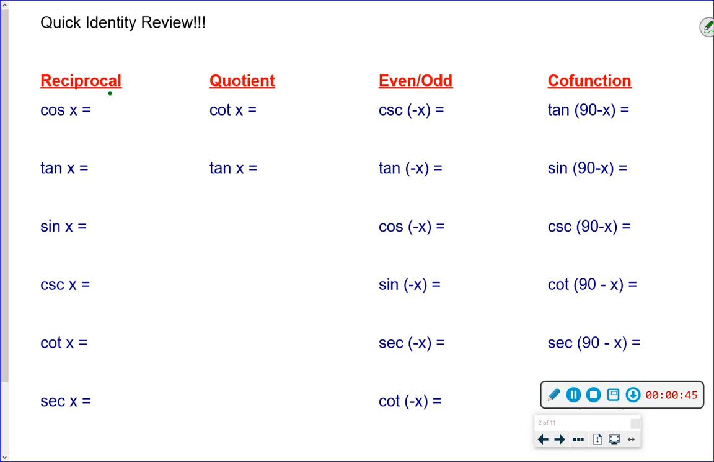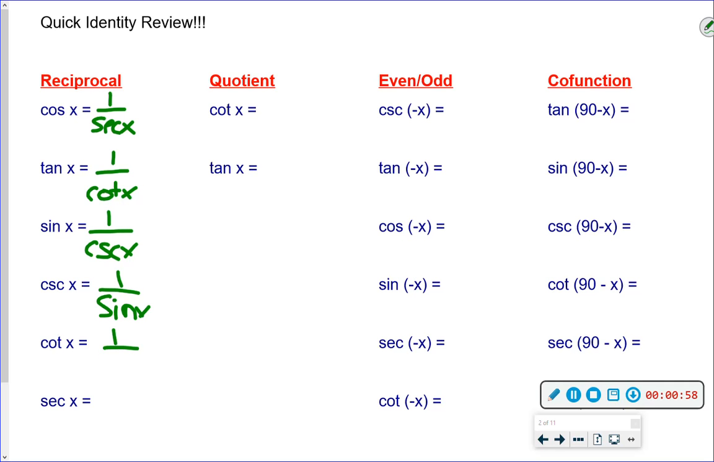Of course, the reciprocal of cosine, we should know it: 1 over secant. Tangent, 1 over cotan. Sine, 1 over cosecant. Cosecant's 1 over sine. Cotan, 1 over tan. And secant, of course, 1 over cosine. So reciprocals, of course, flipping the fractions.